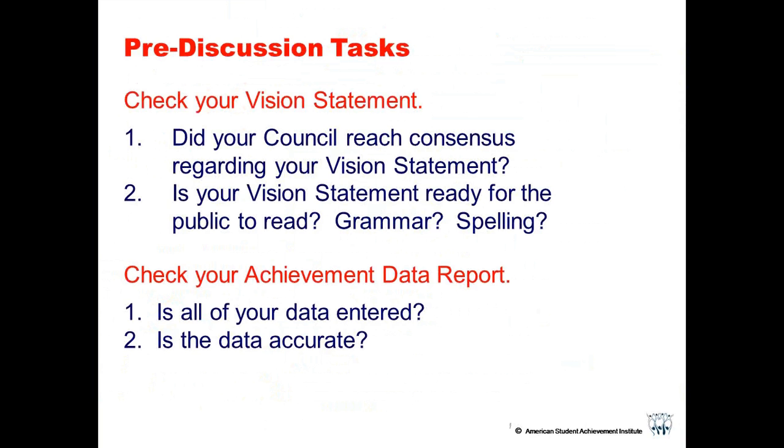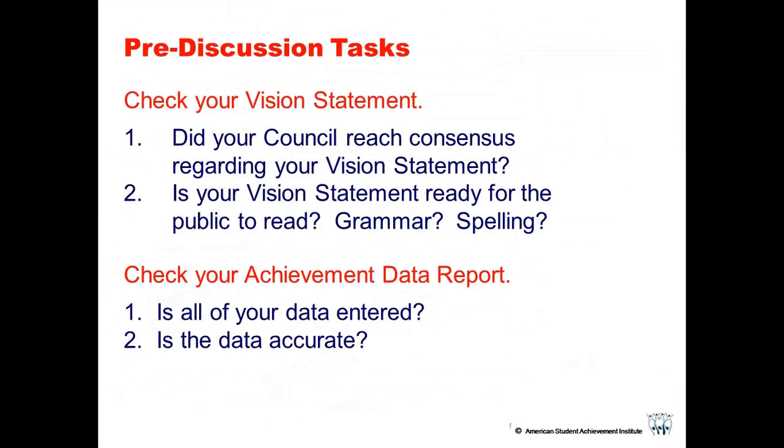So here's a few tips. First of all, before opening your discussion, we suggest that you check two things. One is to check your vision statement. We want to make sure that your council has reached consensus regarding your vision statement, because as soon as you open the goals discussion, people will be able to click on the vision statement and read it. So you want to make sure that you've already reached consensus on the vision statement and that the vision statement is ready for the public to read, that the grammar's good, spelling's good, you've got everything the way you want it to be.